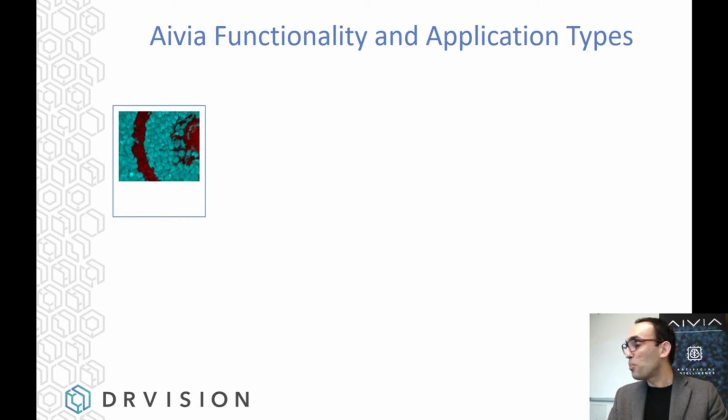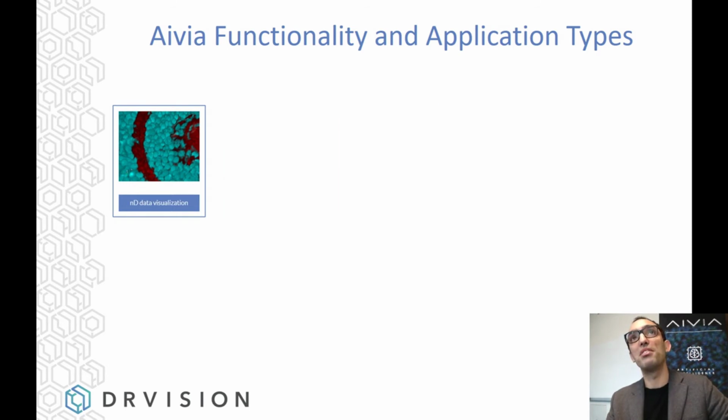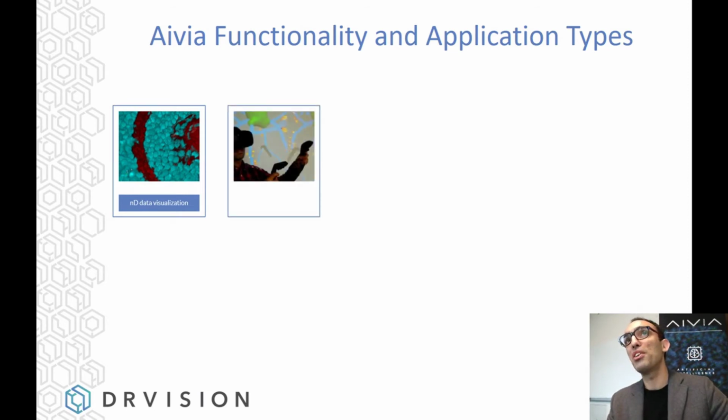So we're getting to the end. This is pretty much my last slide. This is all the functionality that we now cover in aivia.tiff, in Avia 7. We do the visualization, as I already mentioned, with volume rendering and surface rendering. We have full integration with virtual reality, so you can render things directly on a headset.